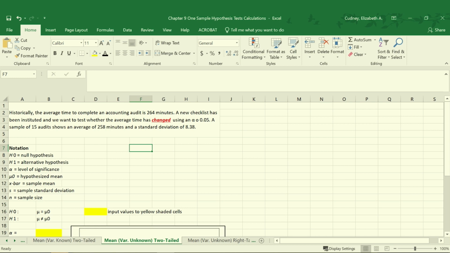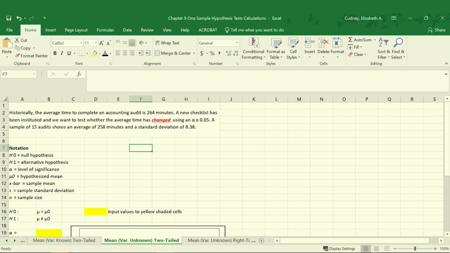Here, since we're testing to see if the value has changed, it could have increased or it could have decreased. This is how we know it's a two-tailed test. We have a sample of 15 audits that show an average of 258 minutes and a standard deviation of 8.38. Given this information, we know we're looking at a sample, which is also how we realize that this is a variance unknown example. Since we're using sample information, we're assuming that the variance is unknown.